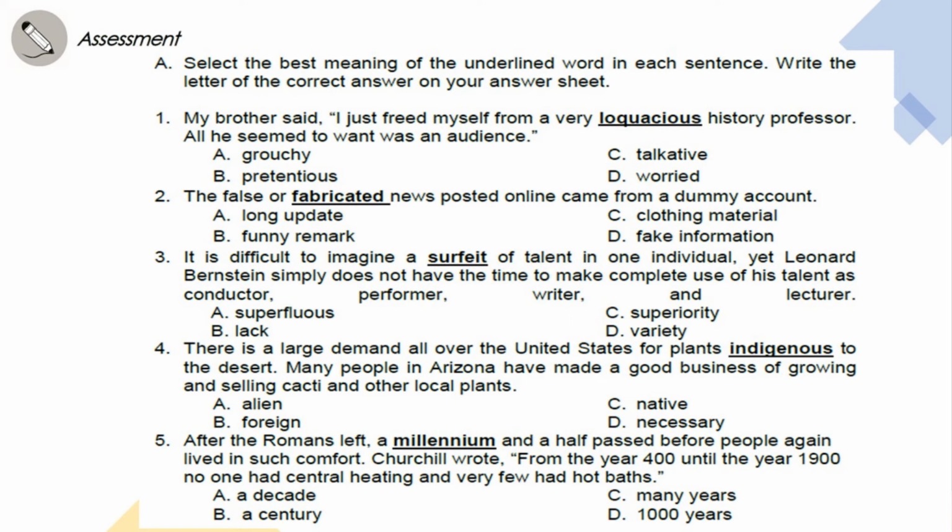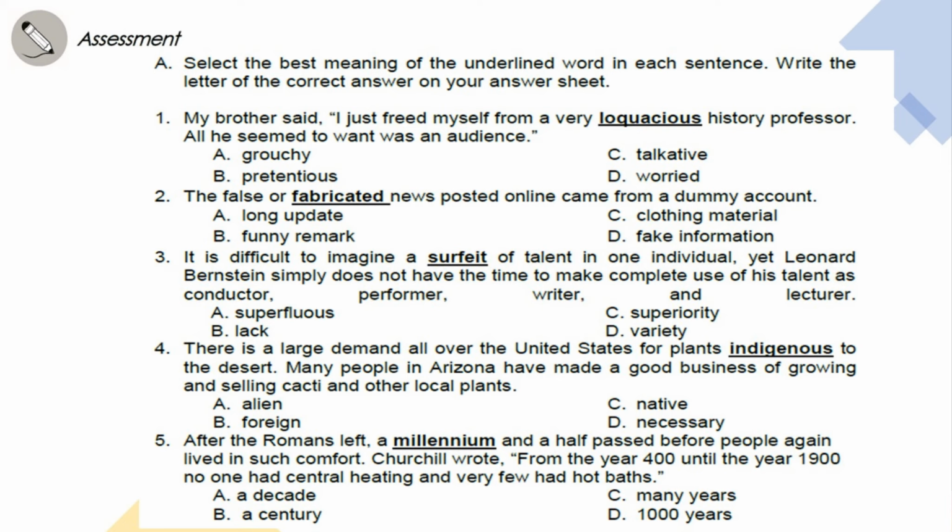2. The false or fabricated news posted online came from a dummy account. A. Long update. B. Funny remark. C. Clothing material. D. Fake information. 3. It is difficult to imagine a surfeit of talent in one individual, yet Leonard Bernstein simply does not have the time to make complete use of his talent as conductor, performer, writer, and lecturer. A. Superfluous. B. Lack. C. Superiority. D. Variety.